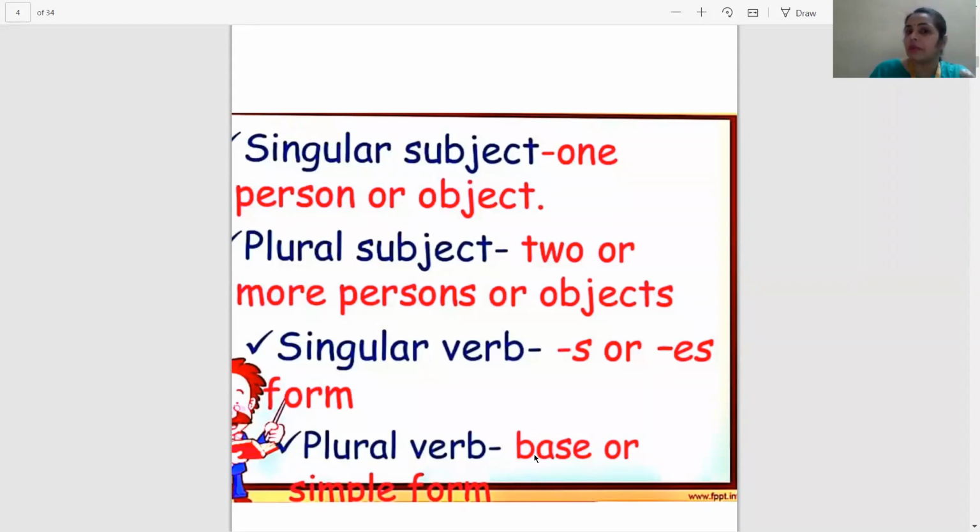We have discussed in previous classes last year also what is a base form, what is a simple form of the verb, the V1 form, we can say. For example, run or talk or swim, or dance. So these all are the base forms without any change in them. That is why they are called the base form or the V1 form of the verb. So plural verbs will always be in base form or the simple form. Is it clear?